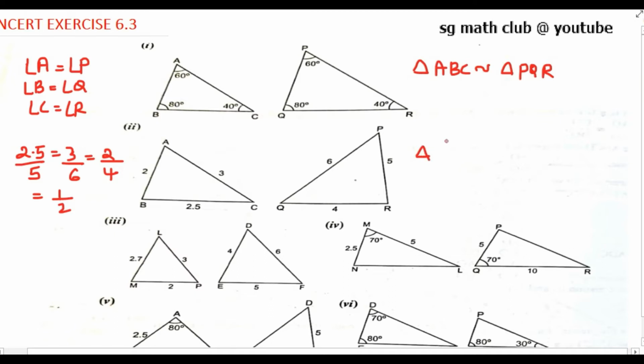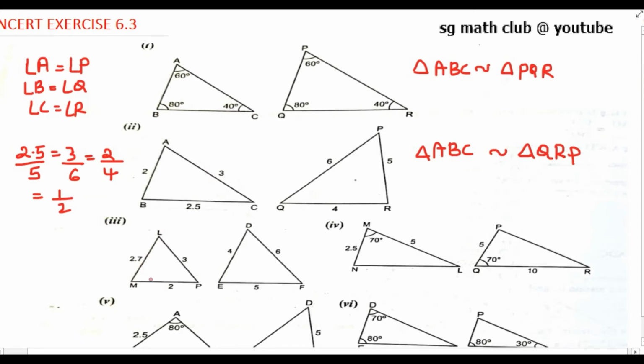So when you write ABC is similar to, we have to write side AB corresponds to side QR, or side BC corresponds to side PR. So ABC is similar to QRP.